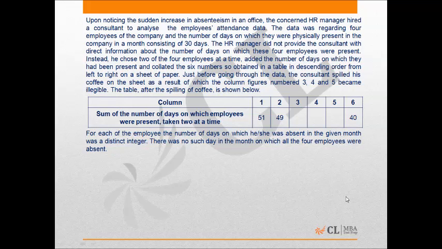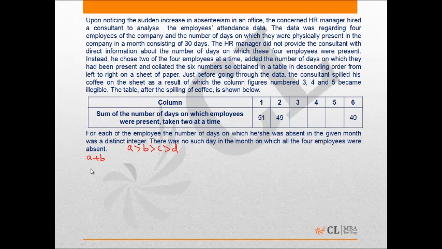It's a very good data set, right? It's given that there are 4 employees, and they were absent for a certain number of days, and the summation of them, the number of days taken two at a time, is given in this column, right? So if I assume that the number of days on which they were absent is A, B, C, D, such that A is more than B, more than C, more than D, I'll have 6 possible summations here.